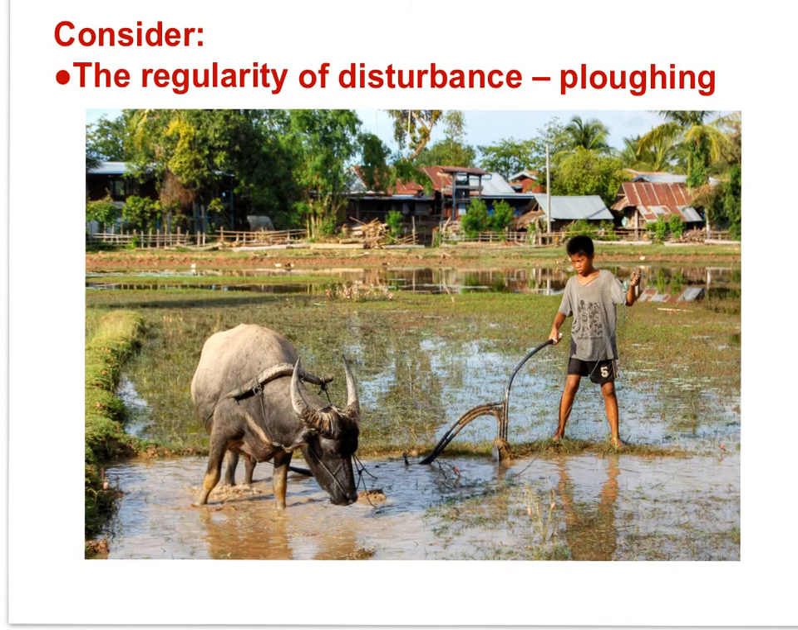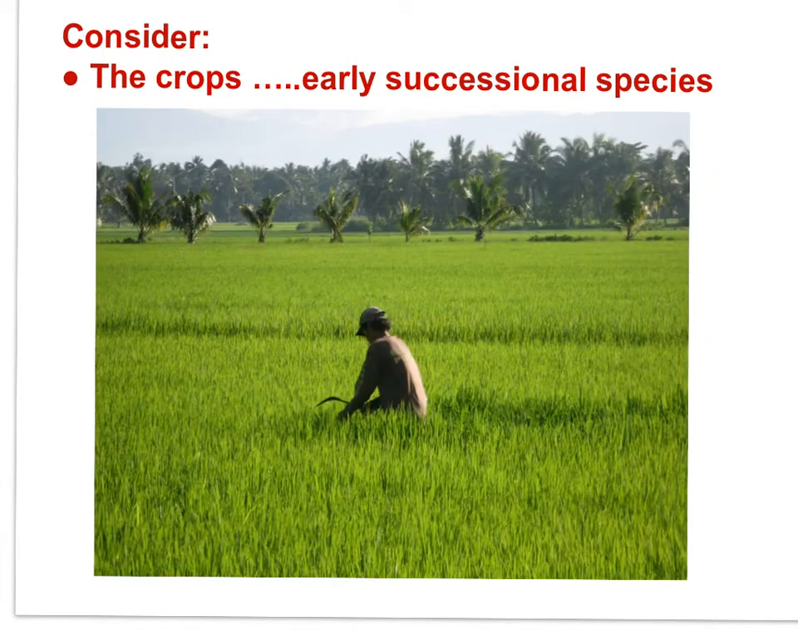Here is a rice paddy maintained in early succession by regular plowing, whether by machine or animal. The crops people grow are often pioneer species, species that thrive in early successional stages. Also consider how the agricultural community is further influenced by people when they use herbicides or pesticides to eliminate certain species. How diverse are agricultural communities?